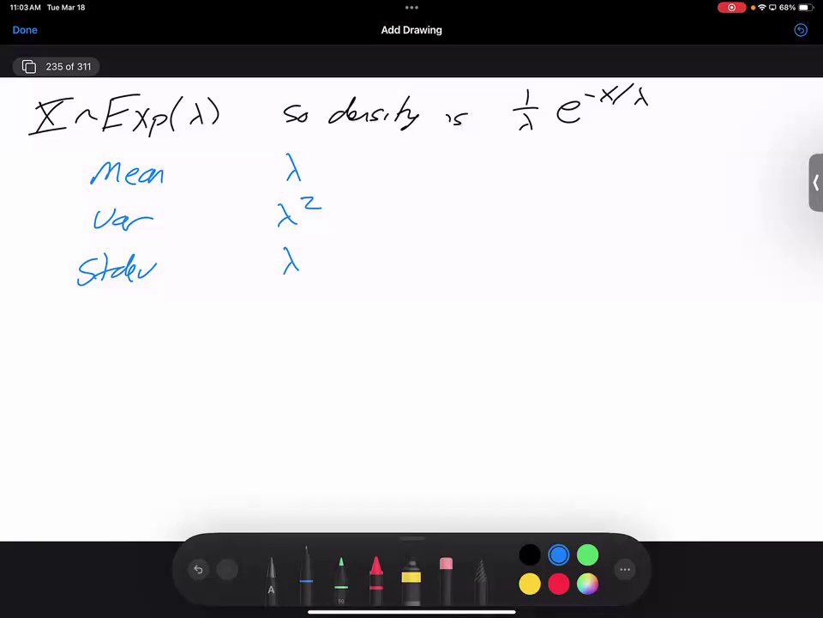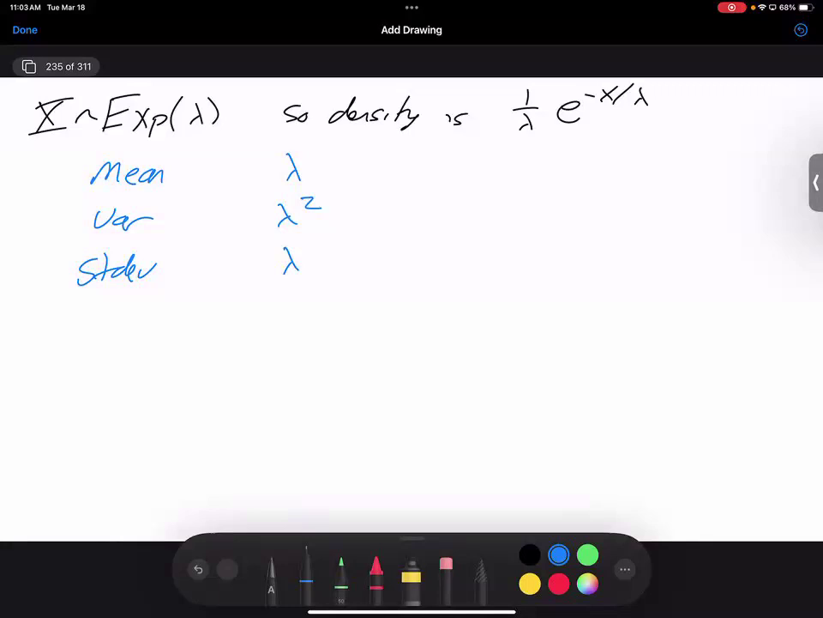If you think about things in terms of units, if lambda is in meters, x should be in meters. And x over lambda, that's a unitless quantity. Okay, that's good. I should not be exponentiating something that has dimensions.